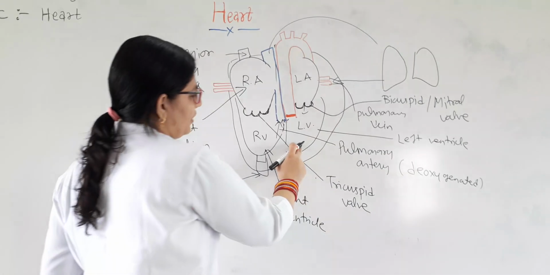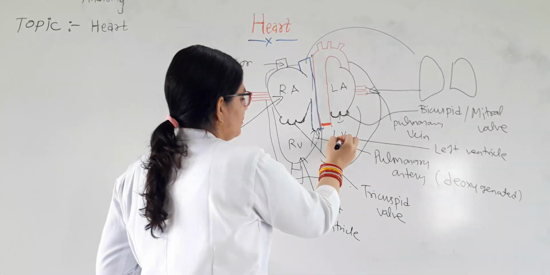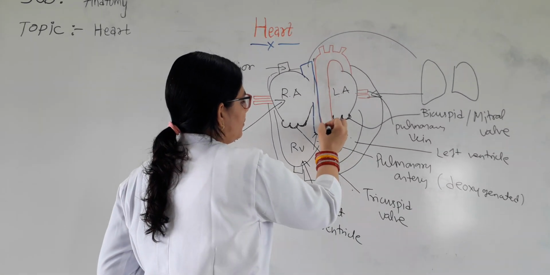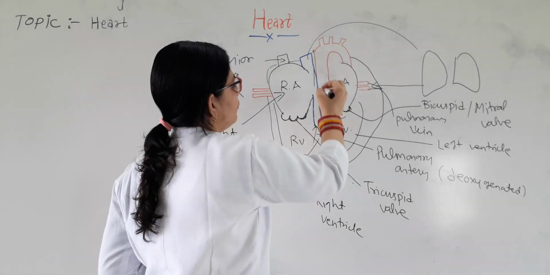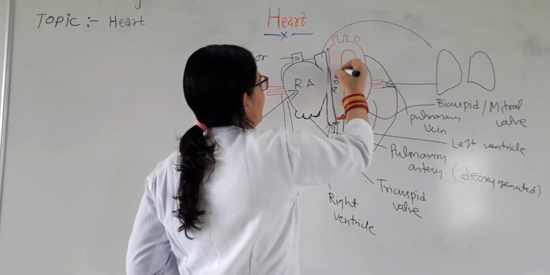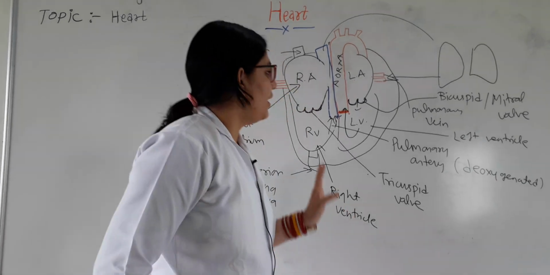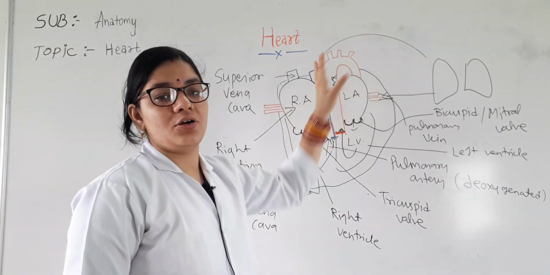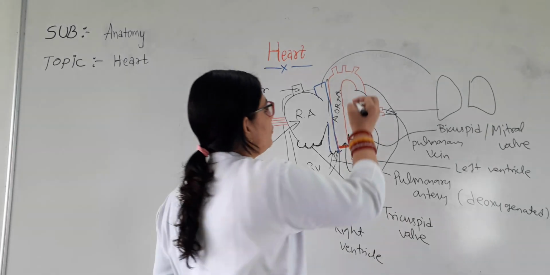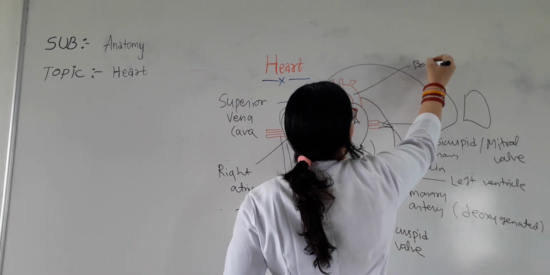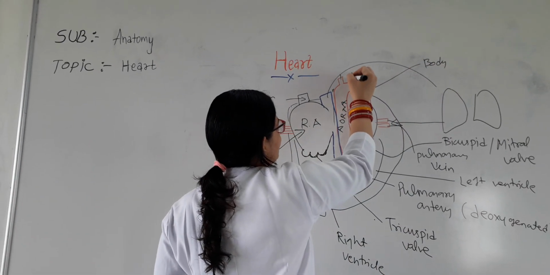Now the left ventricle will pump all this blood into the aorta. As you can see, this is the aorta. The aorta is the largest artery of the human body, and this will supply blood to the whole body. So from the aorta it will go into the body. You can see there are 3 branches.